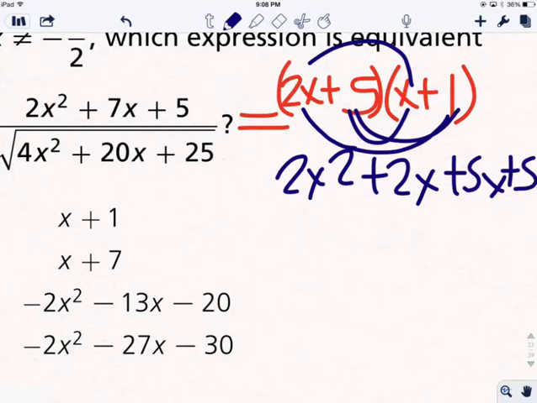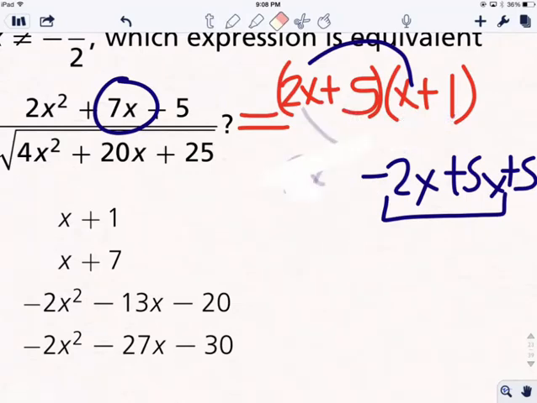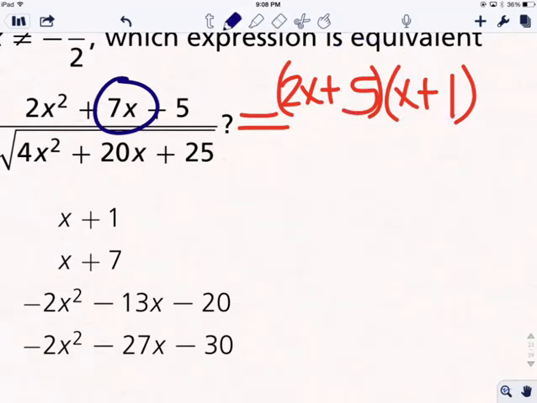So I just quickly use FOIL. And yeah, hey, 2x plus 5x gives 7x. So I just happened upon the correct factorization there. Again, you could factor this the long way if you wanted to.